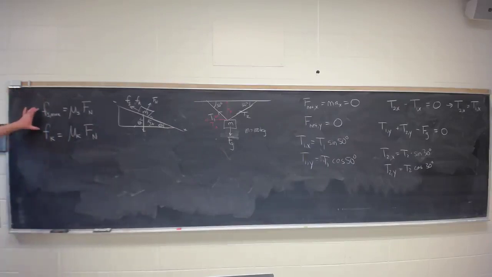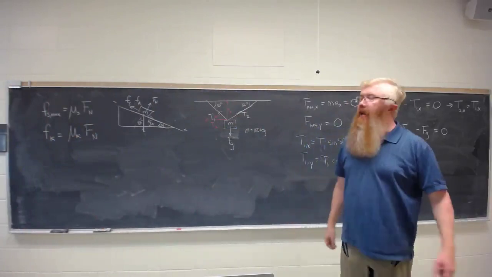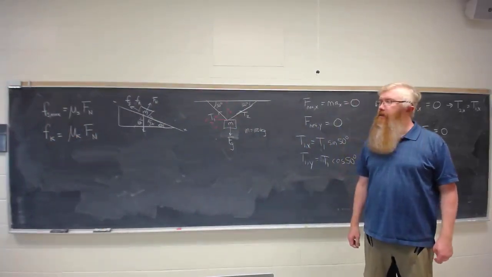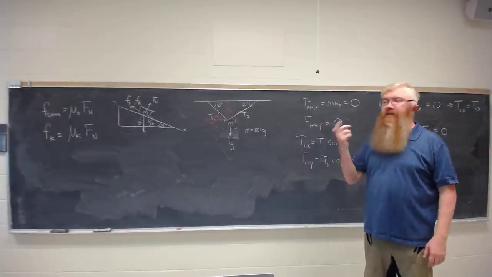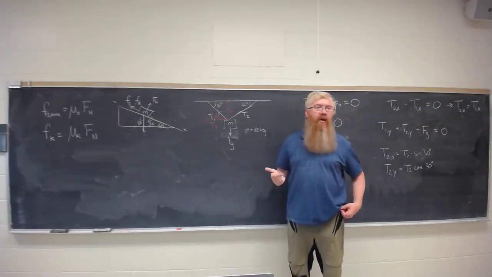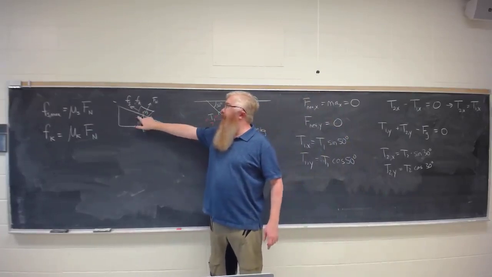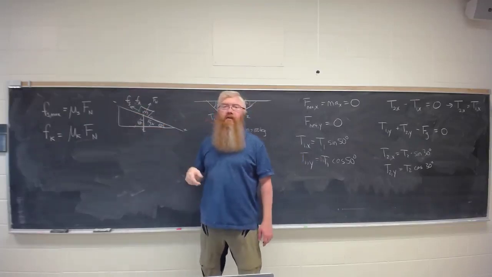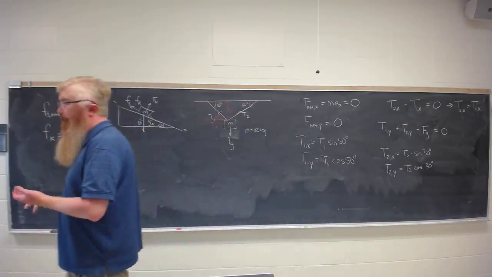You can only use one of these at a time. Either the object is moving, in which case there's kinetic friction, or it's not moving, in which case it's static friction. You can't use both frictions in the same environment, right? It's one or the other. Either this is stationary up here because it's being held by static friction, or it's sliding down and kinetic friction is trying to slow it down. It can't be both.